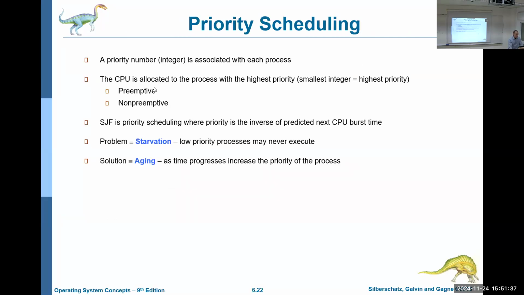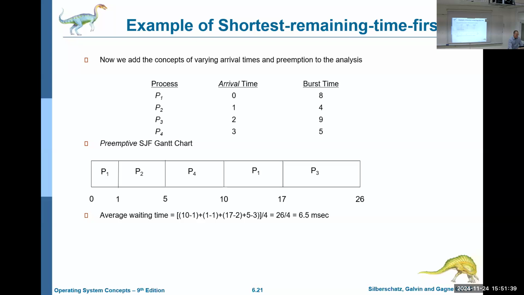Just to reiterate, when do we interrupt? Like when we interrupted at T equals 1? We interrupted at T1 because P2 arrived in the system at time 1. We looked at his predicted burst, and his predicted burst was 4, which is less than the remaining time of P1's prediction, which is 8 minus 1, or 7. So 4 is less than 7, so we preempted P1.